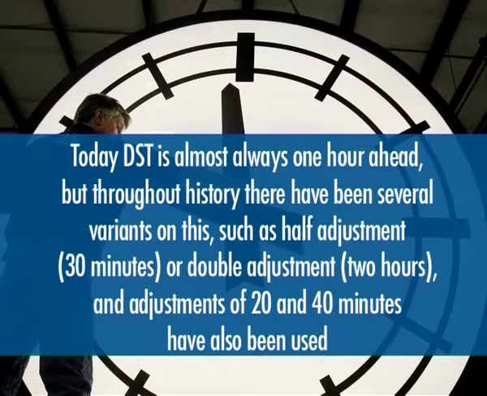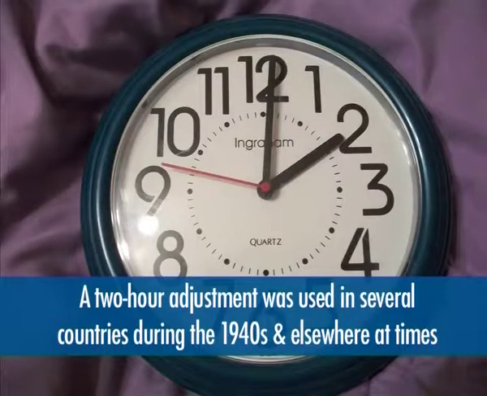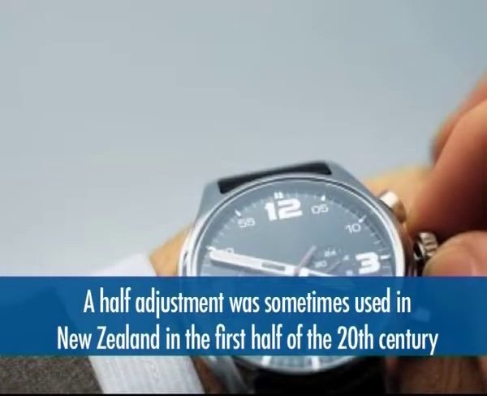Today, it is almost always 1 hour ahead, but throughout history, there have been several variants on this, such as half adjustments of 30 minutes or double adjustments of 2 hours, and adjustments of 20 and 40 minutes have also been used. A 2-hour adjustment was used in several countries during the 1940s and elsewhere at times. A half adjustment was sometimes used in New Zealand in the first half of the 20th century.